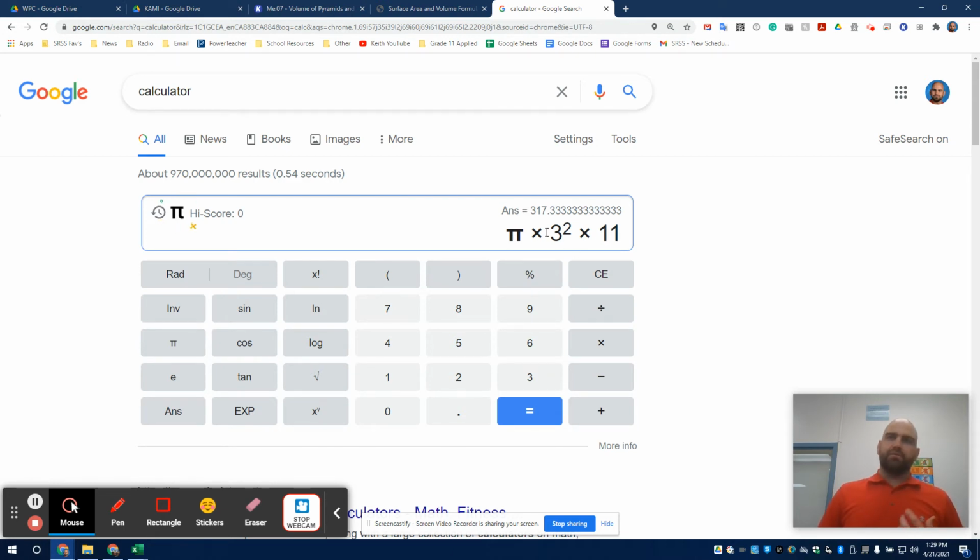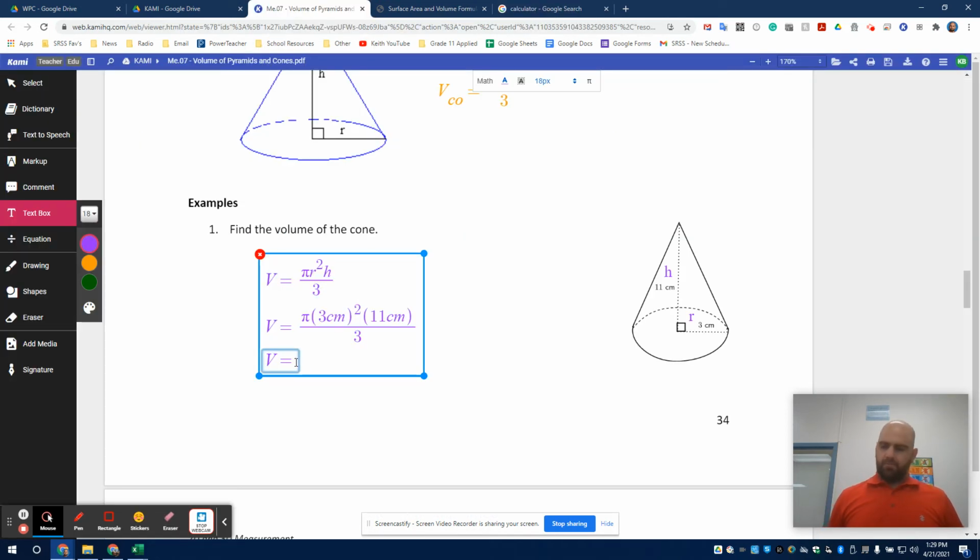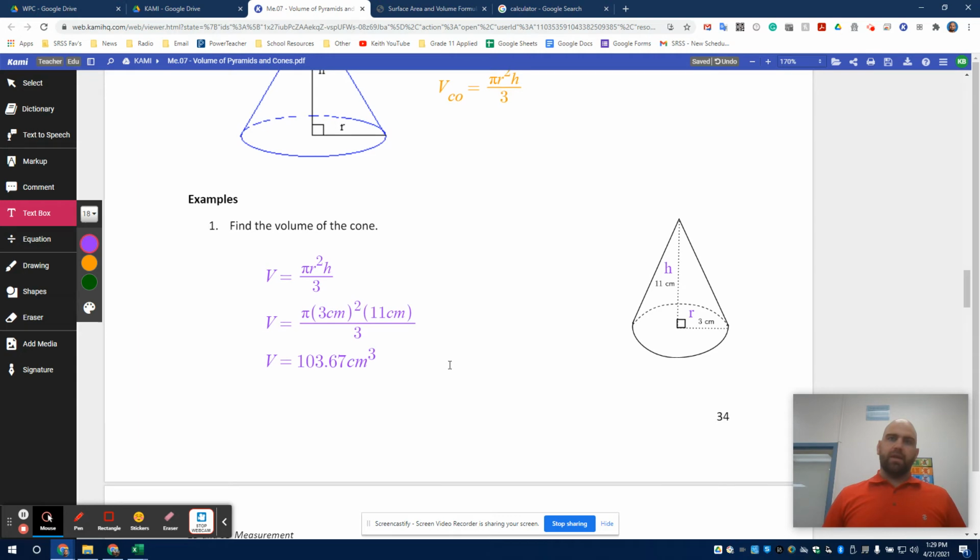So you have to multiply the two, and then multiply by 11, and then we divide the whole thing by 3. And it is equal to 103.67 and some other decimal places, centimeters cubed. That's to find the volume of a cone. Okay, we plug it in and we find the volume.